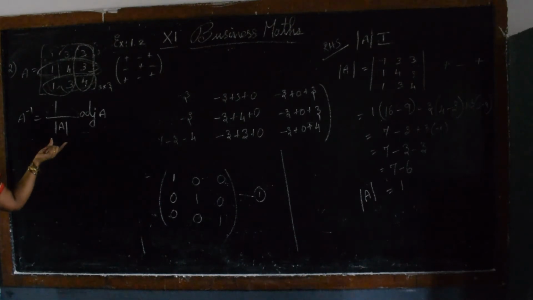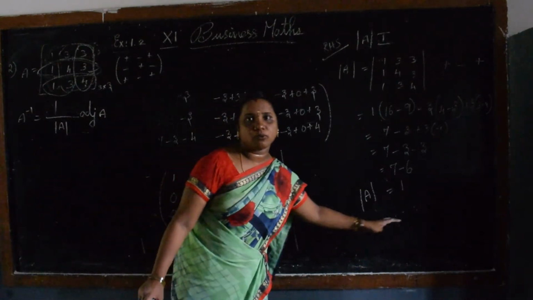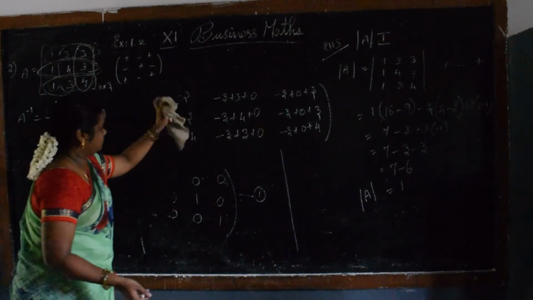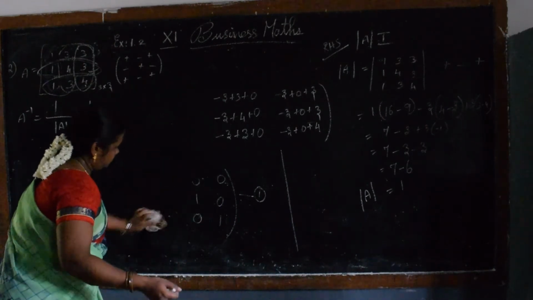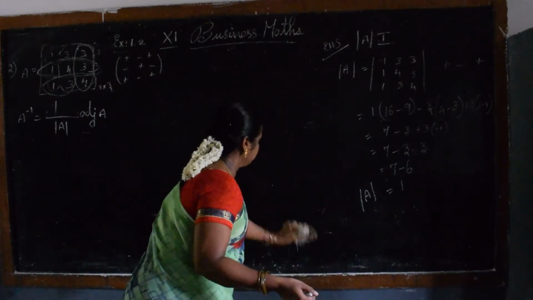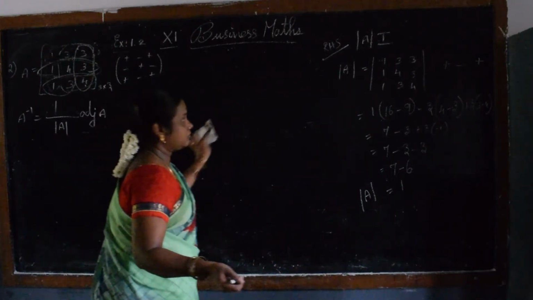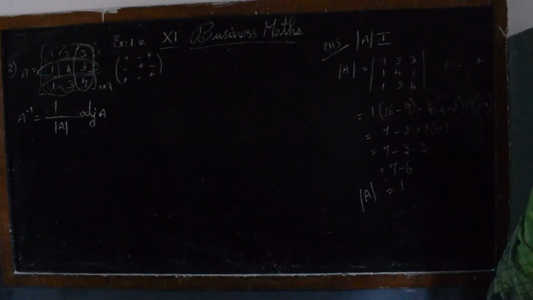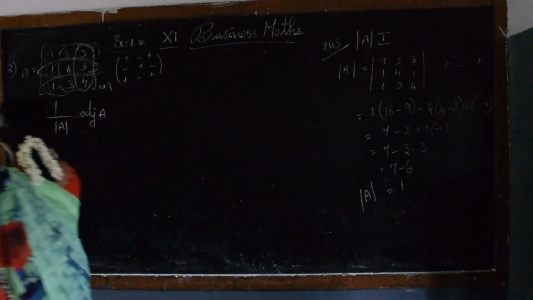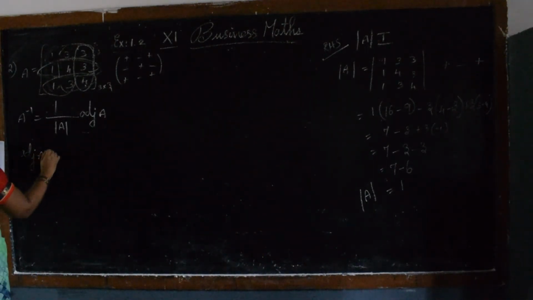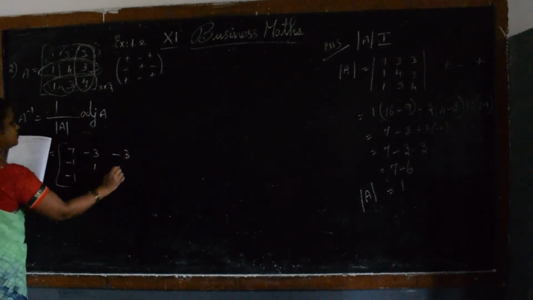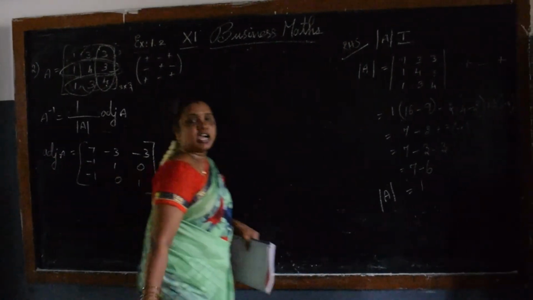You know the determinant of A value. What is the determinant of A value? 1. Just substitute here and solve it. Okay. See, what is the adjoint of A value I got? See here. Adjoint of A is 7 minus 3 minus 3, minus 1 1 0, minus 1 0 1. This is the value of adjoint of A.